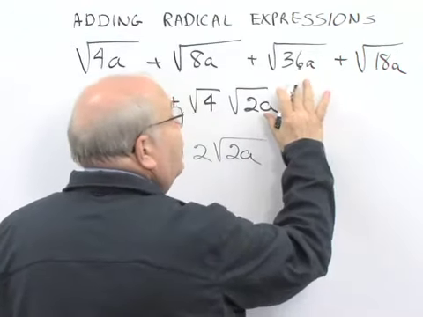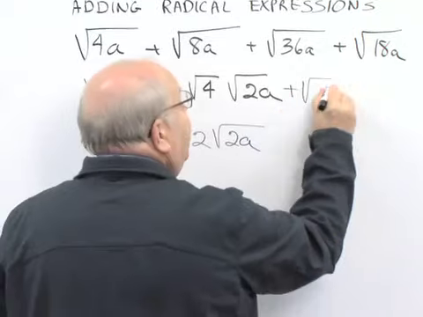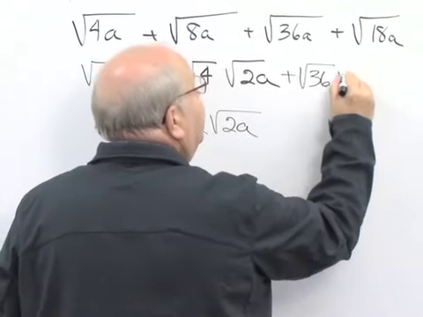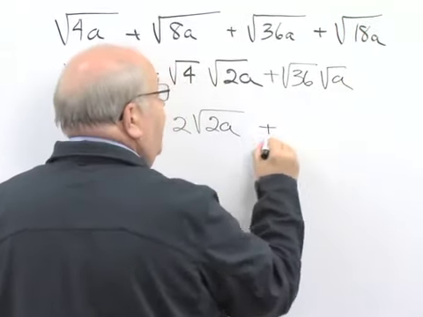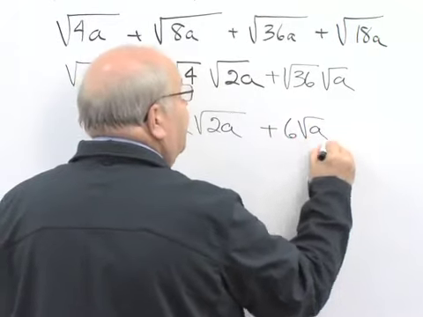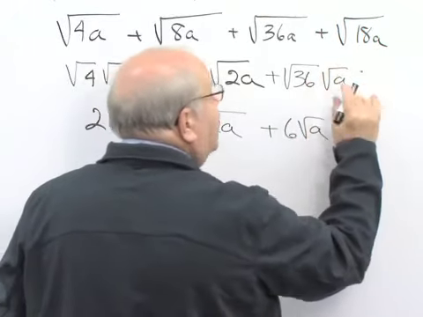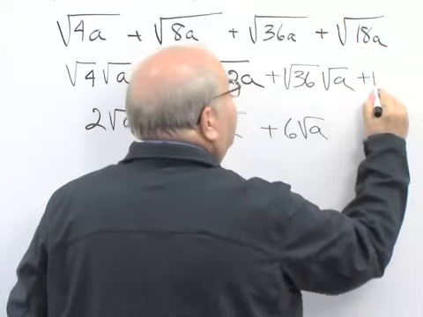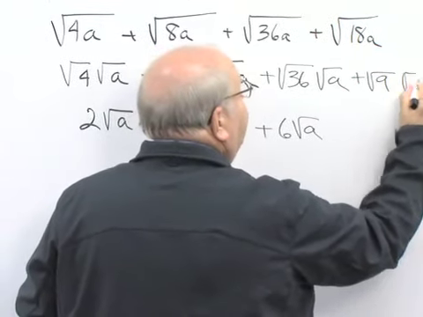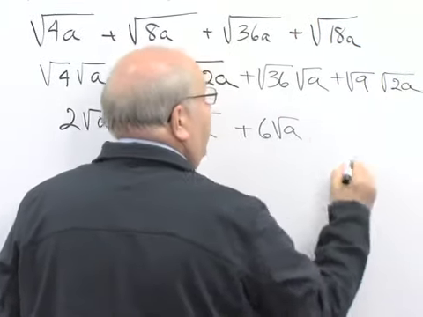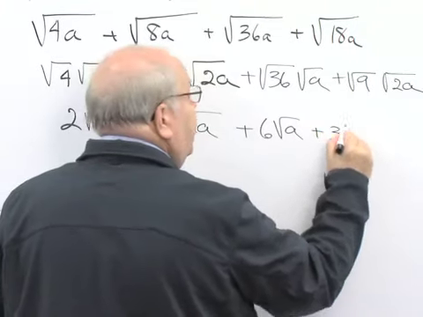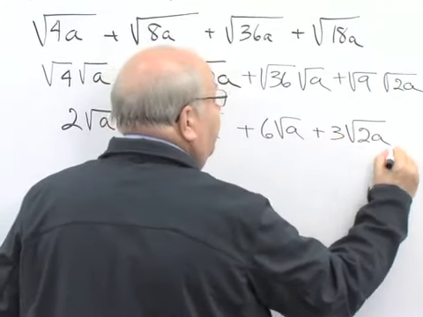Now the square root of 36a could be written as the square root of 36 times the square root of a. That would give us 6 times the square root of a. And in our last problem, we can write the square root of 9 times the square root of 2a. That would give us 3 square roots of 2a.